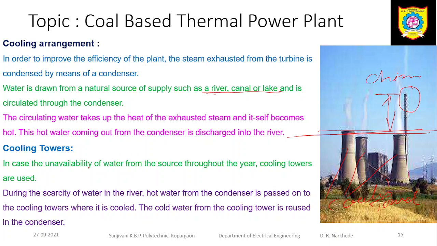Cooling tower: in case of unavailability of water from the source throughout the year, cooling towers are used. Basically in Maharashtra, we are going to face a lot of water shortage. Okay, so we already have scarcity of water, and because of that we need to reuse the water. Reuse of the water is possible with the help of a cooling tower. During the scarcity of water in the river, hot water from the condenser is passed through the cooling tower where it is cooled. The cold water from the cooling tower is reused in the condenser.